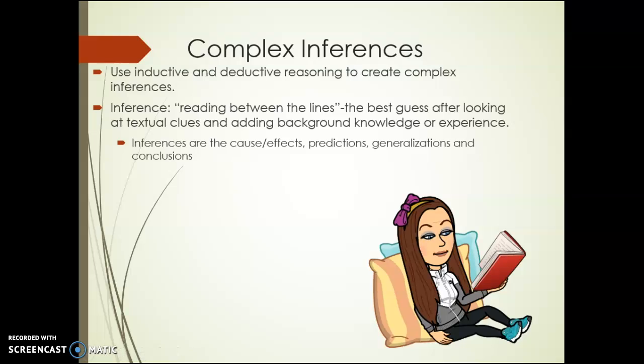When we read informational text, a lot of times you're asked to make complex inferences, and we do that using inductive and deductive reasoning to create those complex inferences. An inference is simply reading between the lines, and the best guess after looking at textual clues and adding background knowledge or experience is your inference. Inferences are the cause and effect, the predictions, the generalizations, and the conclusions that we can draw based on the information given in the text.